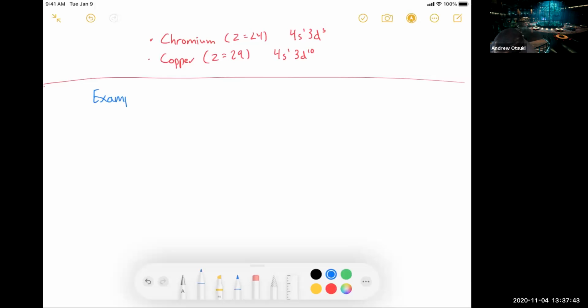Example for you guys to try. Please do it. Write the complete electron configuration. When we say complete, you cannot use the noble gas core, so you can't use neon core or argon core. You have to write the full electron configuration out. If you don't, I will probably take off half the points because you're missing that information.